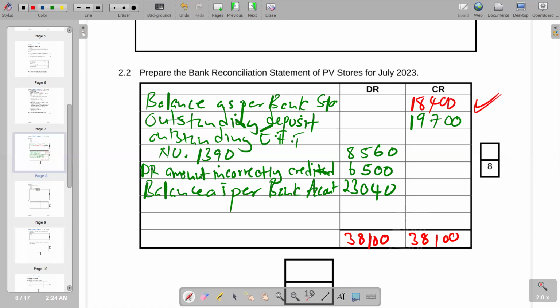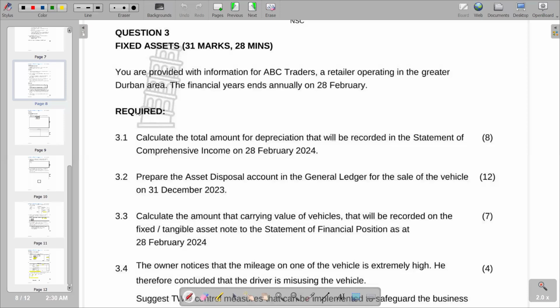Obviously, the next question that we want to look at is on fixed assets. So we are going to turn to the next question that we have. This is our question 3, and our question 3 is on fixed assets. We see that our question has got 31 marks and requires you to spend on average 28 minutes on this question. So our question is, you are provided with information for ABC Traders, a retailer operating in the Greater Durban area. The financial year ends annually on 28 February.